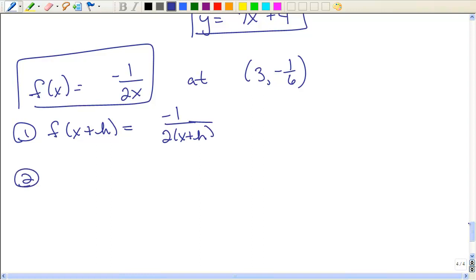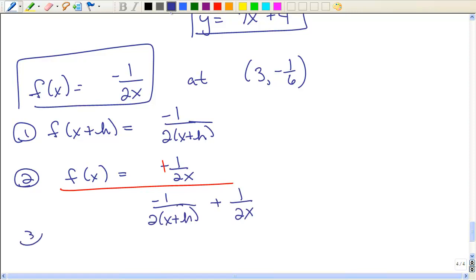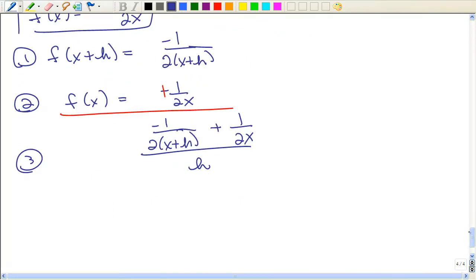The second step says, what is f of x? And if I wanted to subtract it, then I would have to change the sign. Oh goodness. The third step then says to divide by h. Well, I've got some work to do. Before I take the limit as h approaches 0, I've got to clean this up. So I'm going to find a common denominator. I'm going to multiply this fraction times x, and I'm going to multiply this fraction times x plus h.